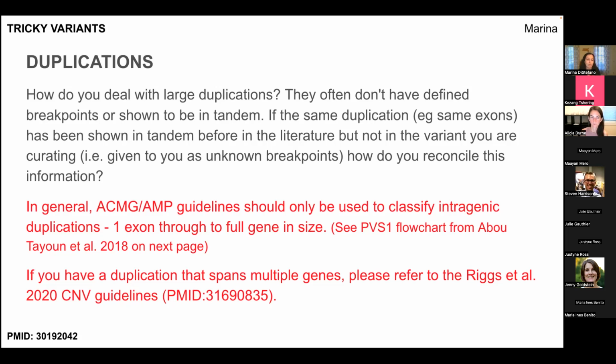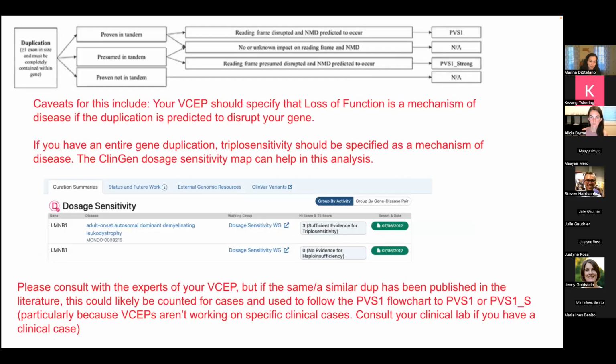However, let's talk about the one exon through to a full gene in size duplications. So the flowchart is right up here. You have to have one exon to the whole gene, and you start to answer the questions of either proven in tandem, presumed in tandem, or proven not in tandem. And then asking the question, is the reading frame disrupted and nonsense-mediated decay predicted to occur? You don't know the impact on the reading frame or nonsense-mediated decay, or the reading frame is presumed disrupted and NMD is predicted to occur.